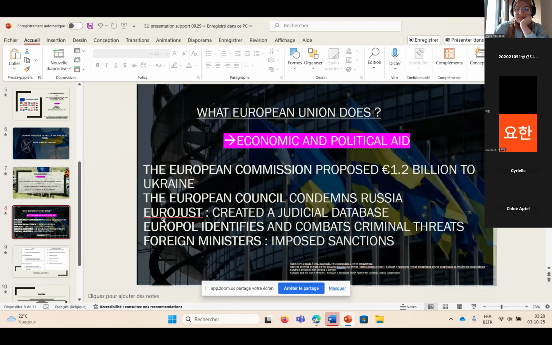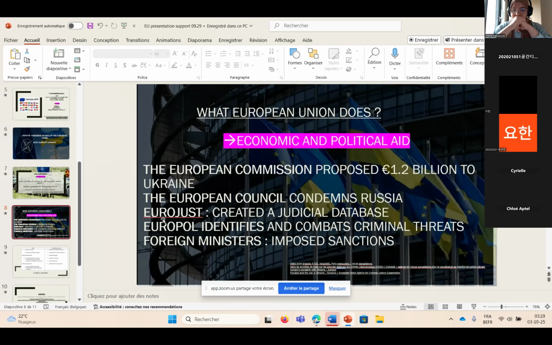And what does the European Union do? It's the economic and political help. The European Union continues its political, humanitarian, military, and financial support for the Ukrainian economy and society. One of its bodies, the European Commission, negotiates international agreements. For example, in 2022, the European Commission proposed 1.2 million euros to help Ukraine with war damage.